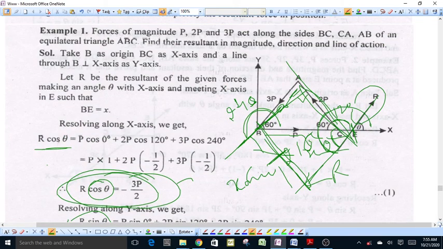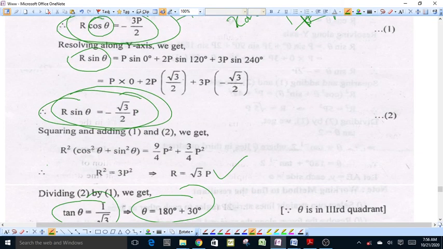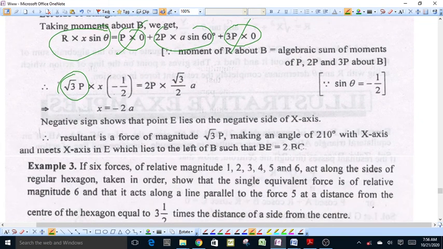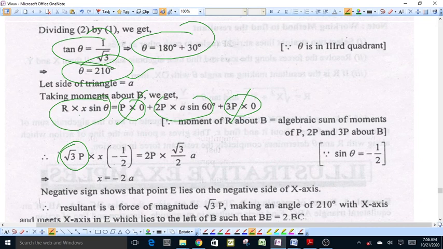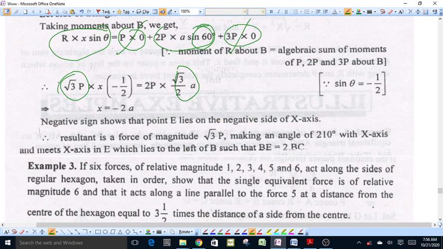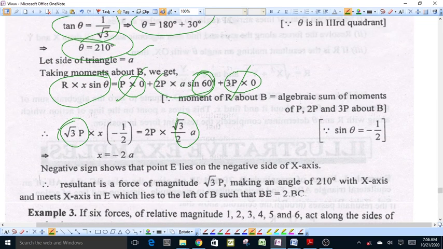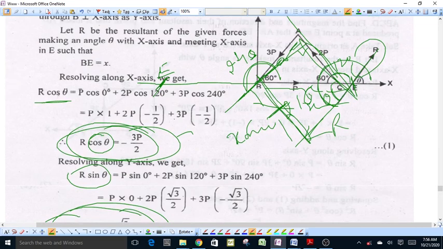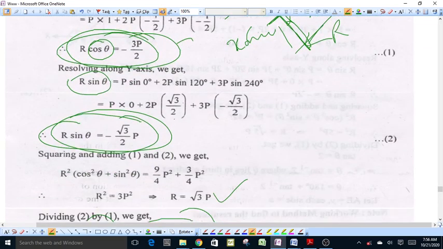Sin theta is equal to, here theta comes out to be 210, and sin 210 will be equal to minus half, and the right hand side 2P into a sin 60 is equal to root 3 by 2 a. From this x comes out to be minus 2a. The negative sign shows that point E lies on the negative side of the x axis, that is, E will lie in this direction, E will be here, and BE will be equal to twice the length of the side of triangle ABC.